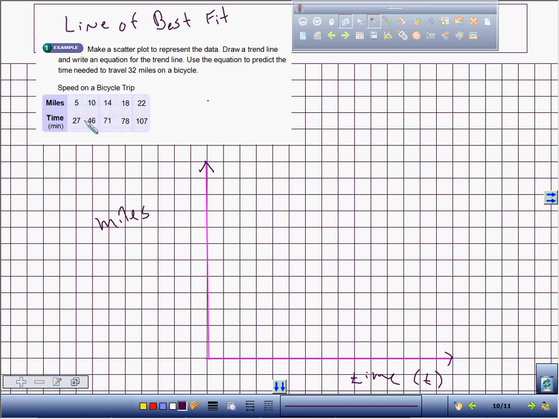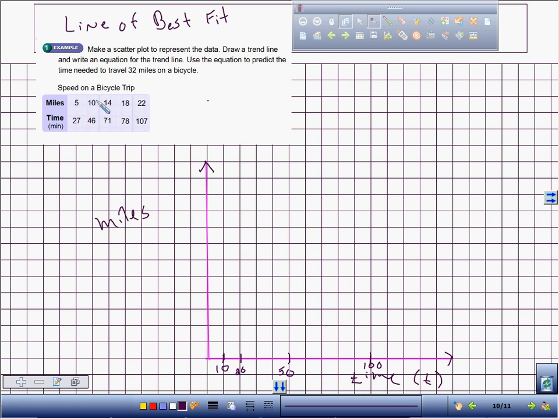Look at the time. 27, 46, 71, 107. What do you guys think? 10 or 20, right? So I think I have 10 boxes. If I have 10 boxes, I should be good to count by 10, okay? So let's count this as 10, 20, 30, 40, 50, 60, 70, 80, 90, so there's my 100 mark.